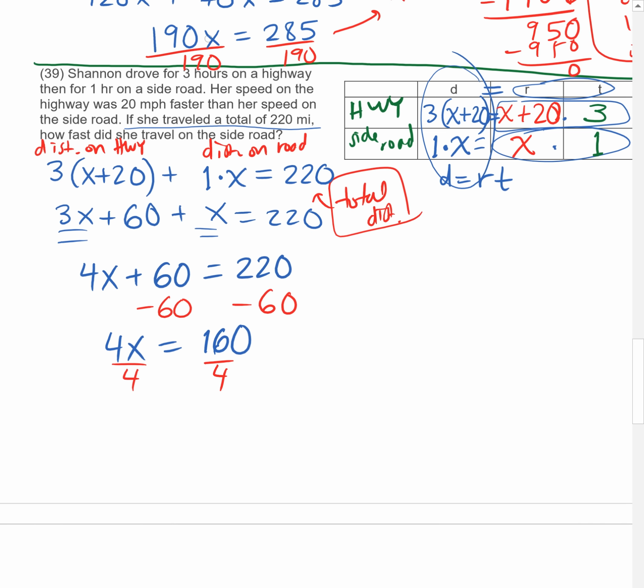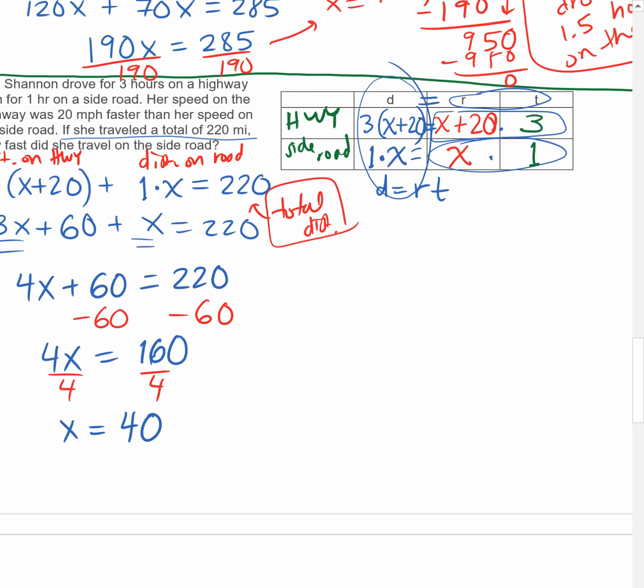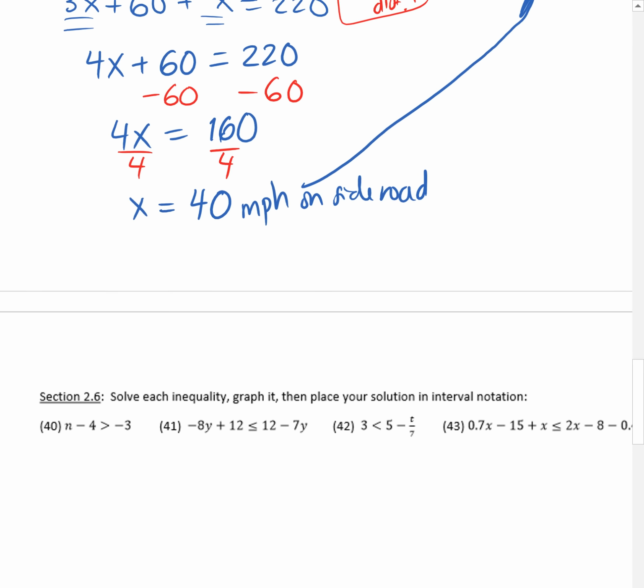Let's see. So 4 goes into 160 40 times. And x at the end, I always forget what x stood for. X was, where's my table here? Aha, here is x. He's in the column for time, rate, so speed on the side road. Okay, so that must be speed on the side road. Is that what they asked for? Yeah, how fast did she travel on the side road? Good, okay. What's her name?